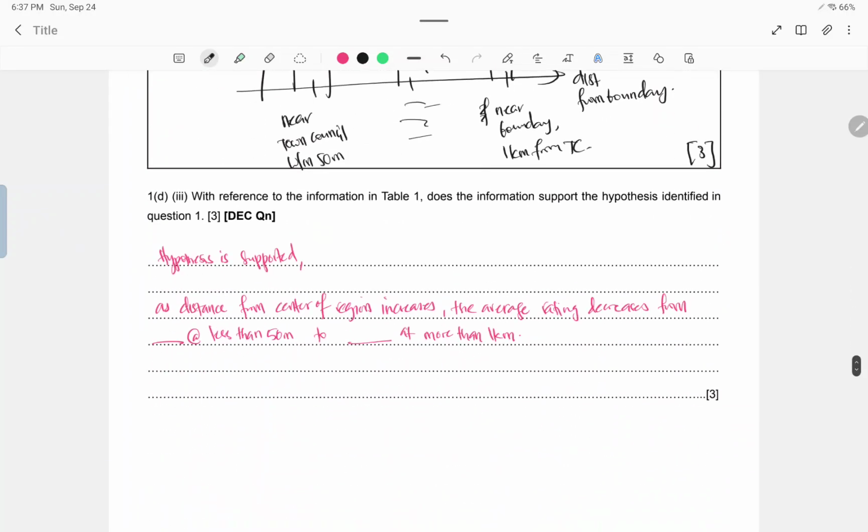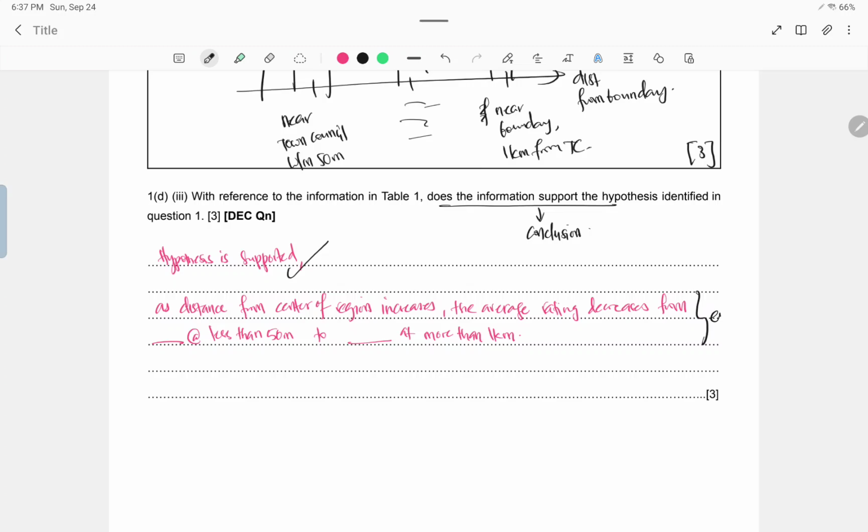Okay. So let's move on to the last question in this part, this page, which is, does the information support the hypothesis? Now this was already a question that's being asked. This is a conclusion type question. So obviously the hypothesis is supported. Okay, as distance from center increases, the average rating decreases.